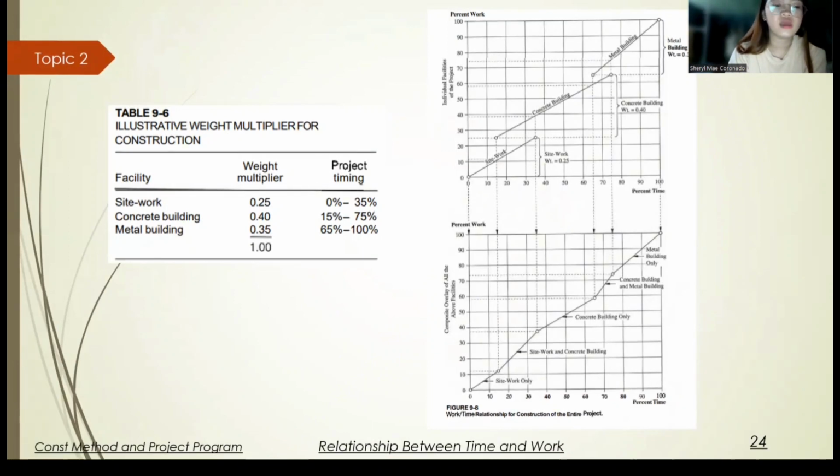In Figure 9-8, on the other side, shown is the composite of the planned accomplishment of work. The upper portion of Figure 9-8 is a graphical display of the overlap and sequence of each of the three major facilities. The lower portion is the integrated work time curve for the entire project. It is obtained via composite superposition of the three individual graphs of each major facility.